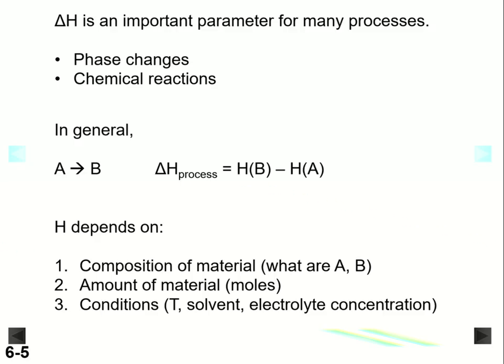H depends on the type of material. So the composition of the material, what is A, what is B? The enthalpy of water is very different than the enthalpy of hydrogen, as you can imagine. It also depends on the amount of material. The more material you have, the more enthalpy you have, the larger the enthalpy value.